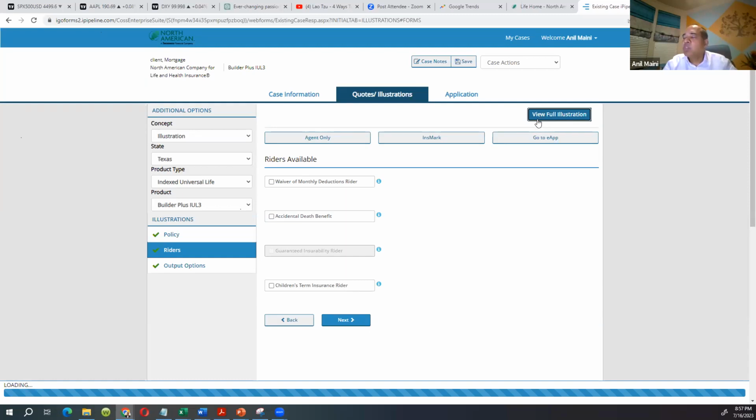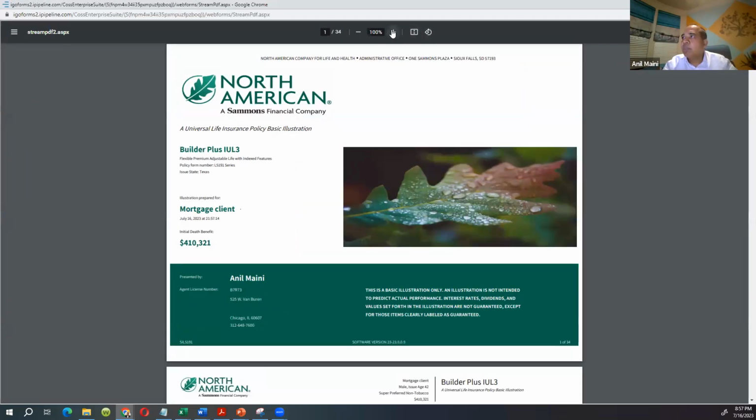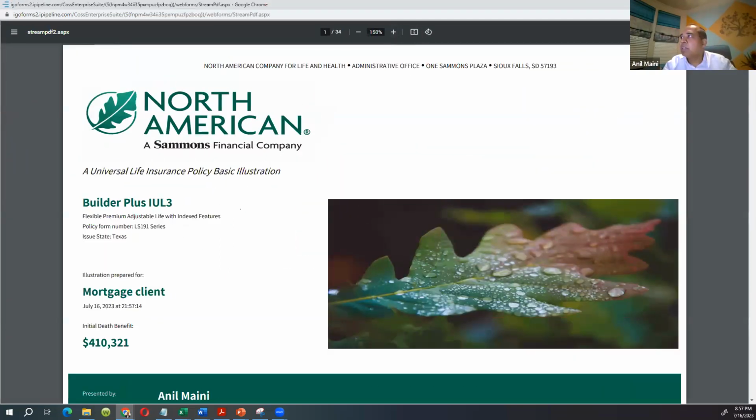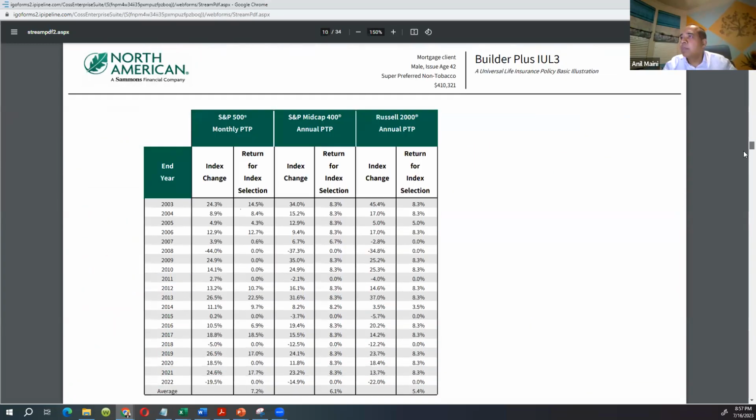So play around with this with North American, AIG, and Nationwide. Okay. So the concept you guys understood. It's just a matter of working with the numbers and tweaking the numbers a little bit.